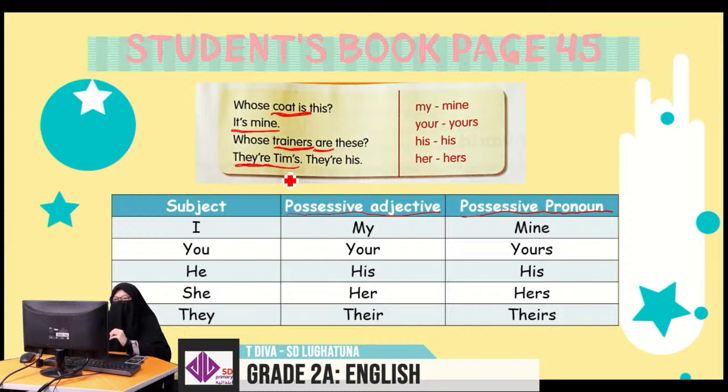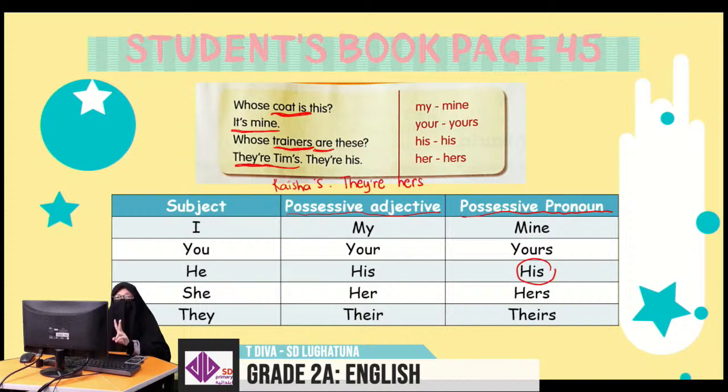Jadi you can change it to Tim's or Raisha example, Raisha's, jangan lupa diberikan satu kutip dan tambah S, itu Raisha's, okay? Not Raisha is in here. Ini artinya Raisha's, milik Raisha, okay? They're Raisha's, sepatu olahraga itu punya Raisha. They're his, karena Tim laki-laki, jadi pakainya his. Kalau di sini misalnya Raisha, they're Raisha's, you can say they're hers.